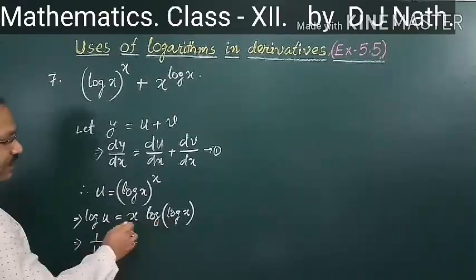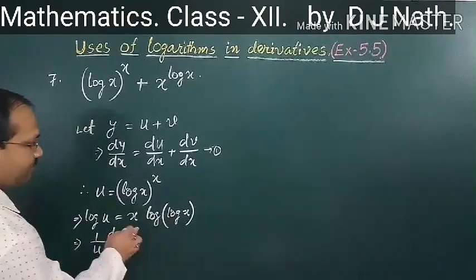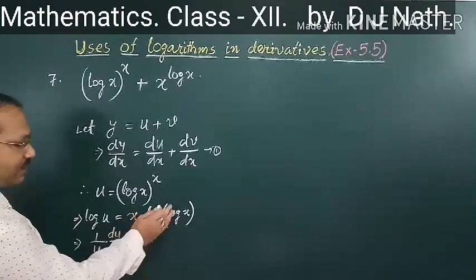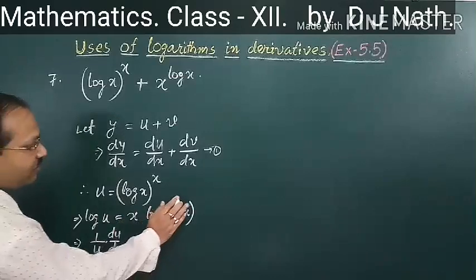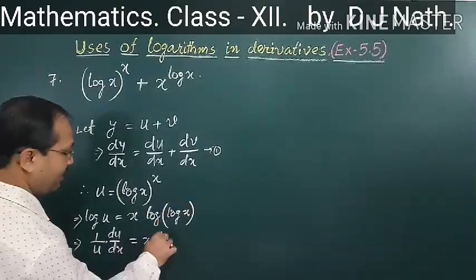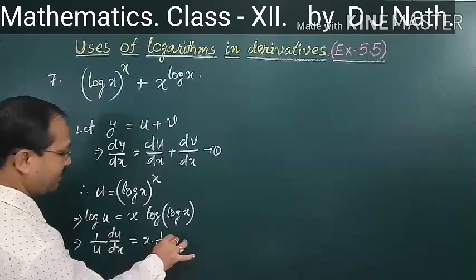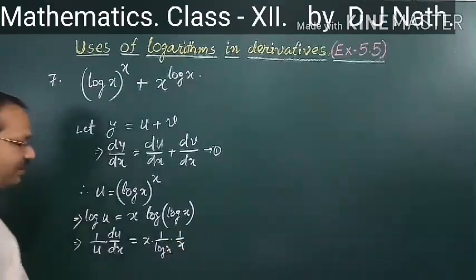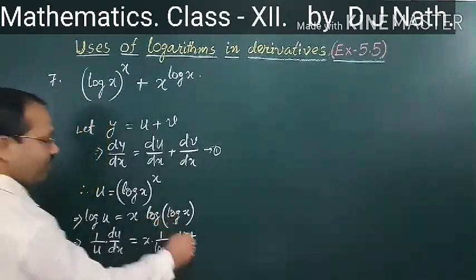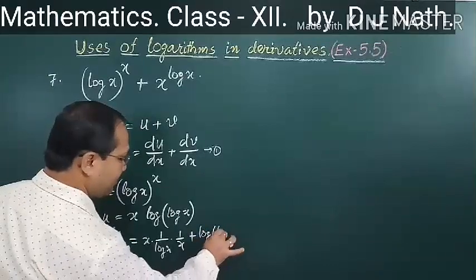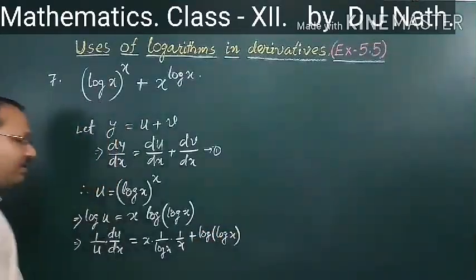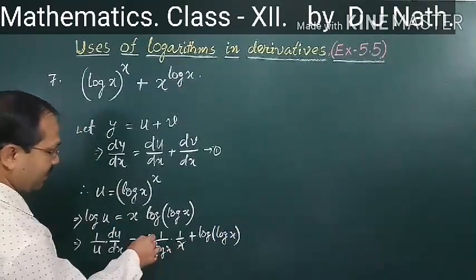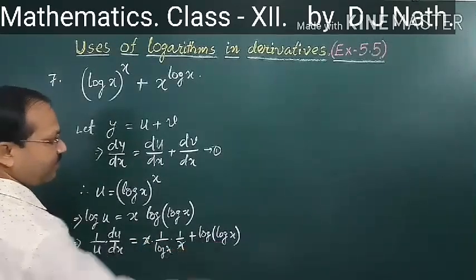Now here two terms are there, so we will use the product rule. So x into d/dx of log of log x. Here we think of the inner log x as x, so it is 1 by log x, and since it is not the actual x, the differentiation of log x is 1 by x. Plus log of log x into d/dx of x, which is 1. So x will get cancelled. So it is 1 by log x plus log of log x.